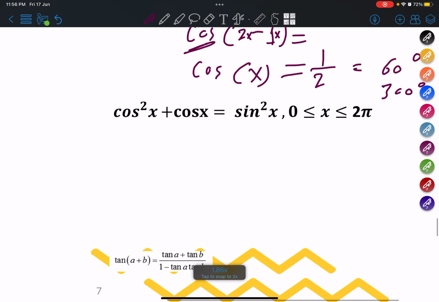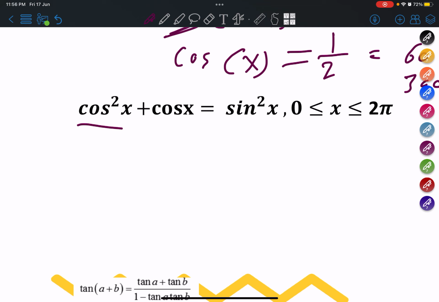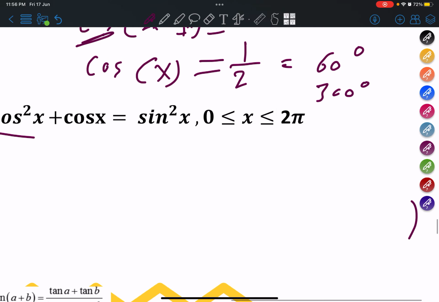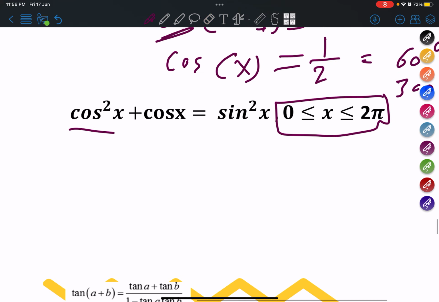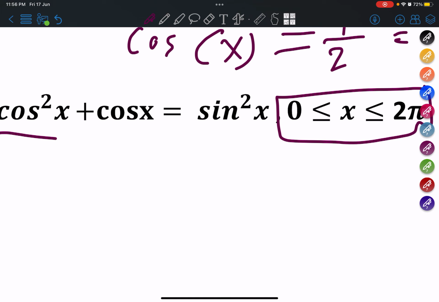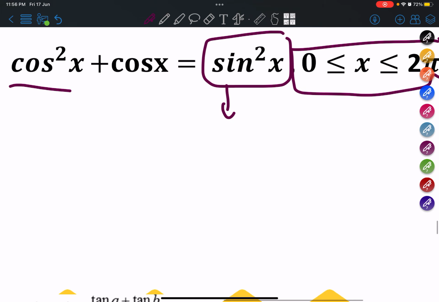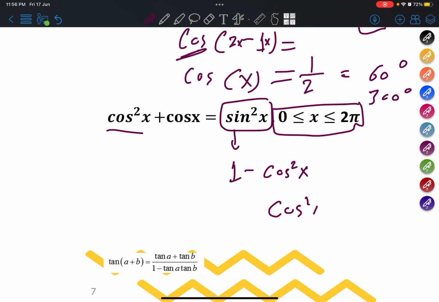Then again, in the second and final question here, it says cosine square x plus cosine x is equal to sine square x, and they want this in the intervals of the entire unit circle from 0 to 2 pi. So our first step should be converting sine square x into cosine. How do we write this? This equals 1 minus cosine square x. If you ask how, we'll use cosine square x plus sine square x is equal to 1. Convert sine to the other side, and we'll get this formula.